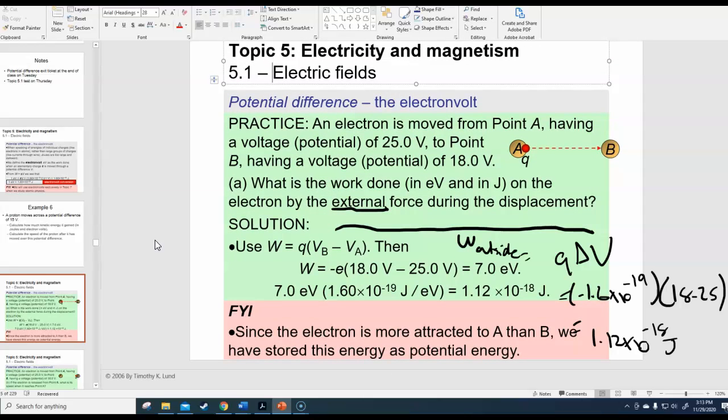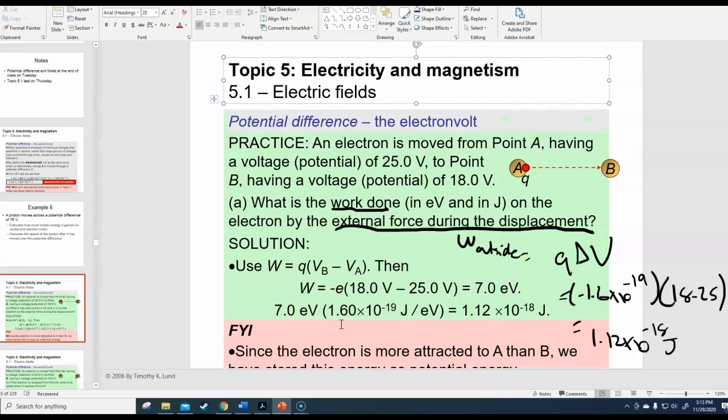Okay, and the FYI says since the electron is more attracted to A than B, we have stored this energy as potential energy. In other words, when I say that I have to do a positive amount of work on the electron, I'm forcing the electron from A to B. That electron now has gained electric potential energy. When I let the electron go, all the energy is going to zoom back out, and it's going to be gained by the electron in form of kinetic energy. Okay.